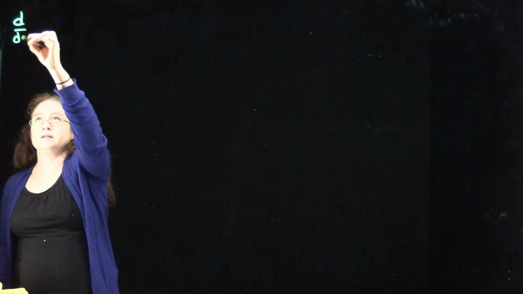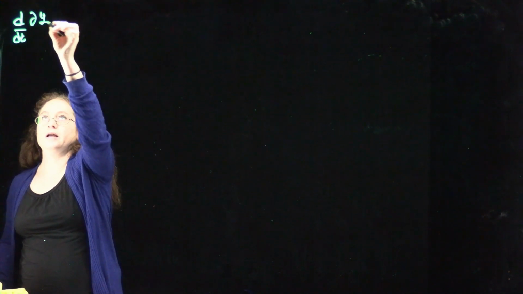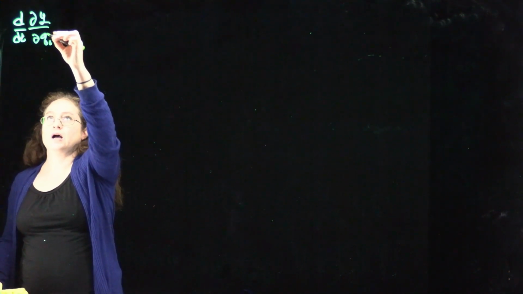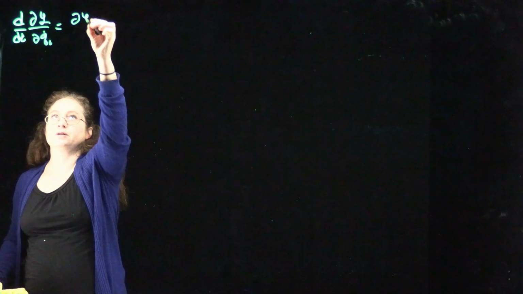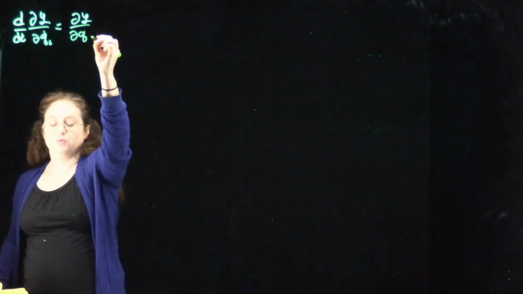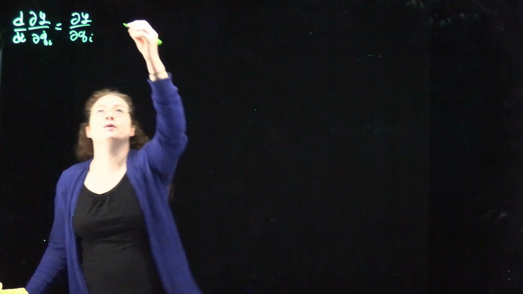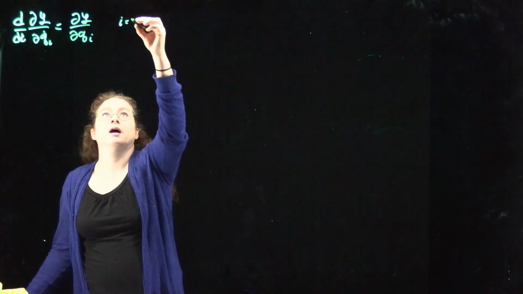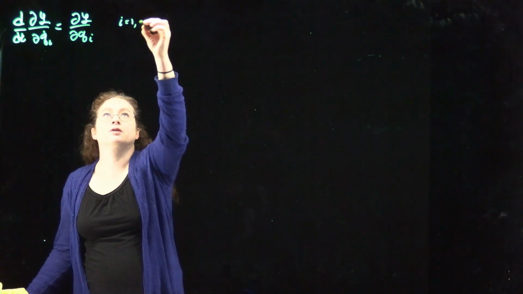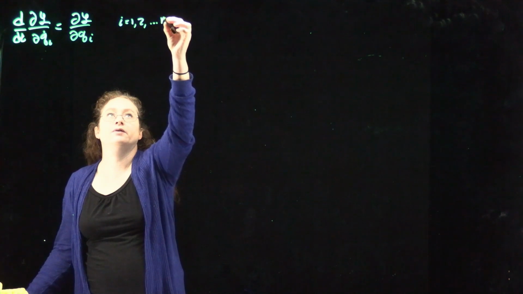We can write this as d/dt of partial L partial qi dot equals partial L partial qi. So then we have however many generalized coordinates there are, we have that many equations.